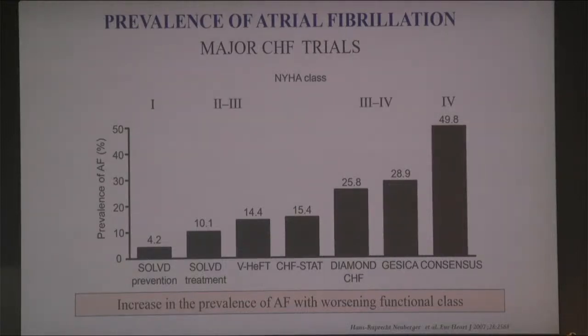But anyway, this slide is showing you the prevalence of atrial fibrillation in heart failure, and you can see it's listing the major CHF trials. Basically, it's trying to show that as the heart failure worsens, as you go from NYHA class 1, 2 to class 4, the prevalence of AF in these patients increases from around 4% on the left of the slide to almost half of the patients in class 4.